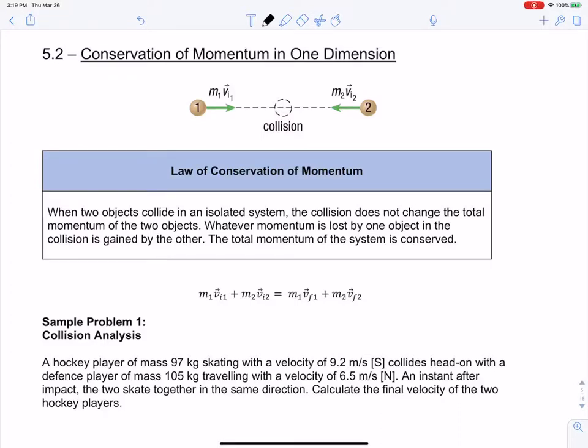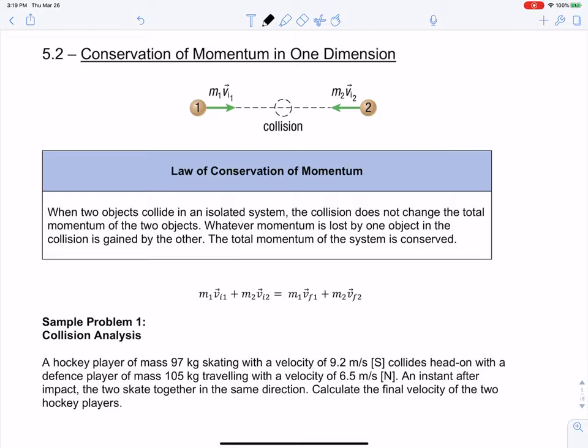In section 5.2, we're going to start examining what happens when two objects collide. We're going to start studying collisions. We're going to start off simple. We're going to start studying collisions in one dimension, or in a straight line. And collisions are governed by the law of conservation of momentum.